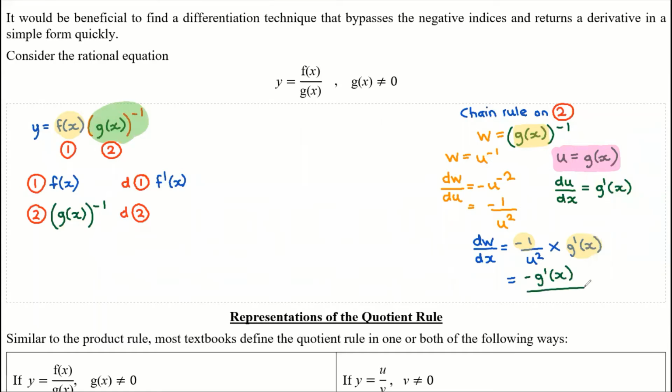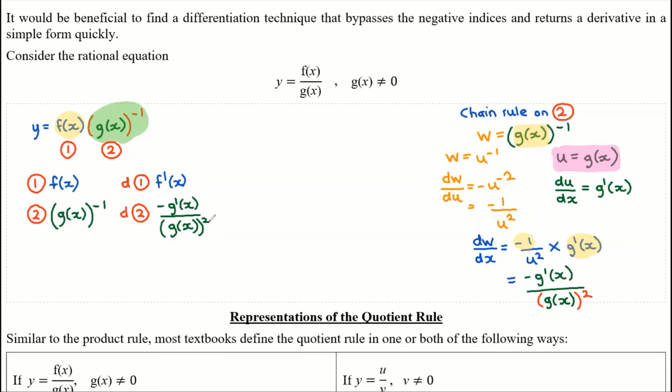All over u squared, so that's g of x, but all squared. I'll do that in a different color so we can see it. So g of x all squared. So that's the derivative of 2, okay? d2. I'm going to write that over here now. So d2 is going to be negative g dash x over g of x all squared.